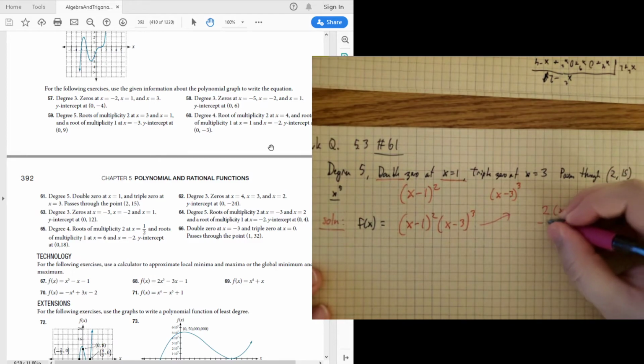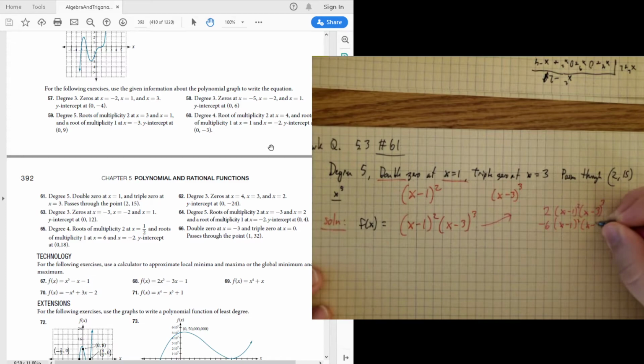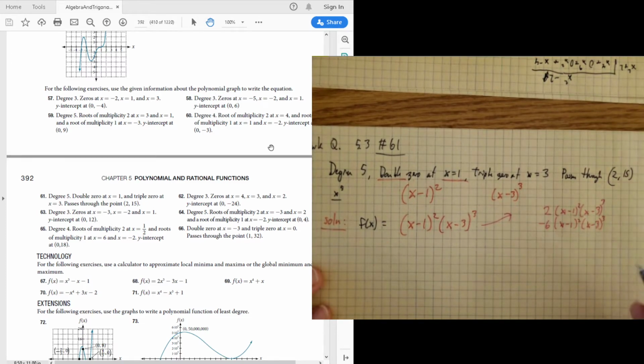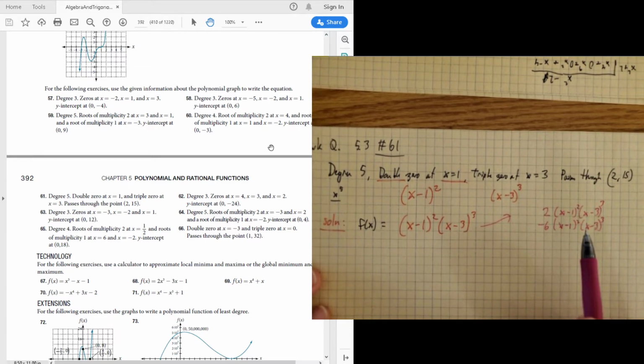So does this one. It also has a double zero at 1. It also has a triple zero at 3. It would also be degree 5. But these are different answers. If you were to graph these, they are different.